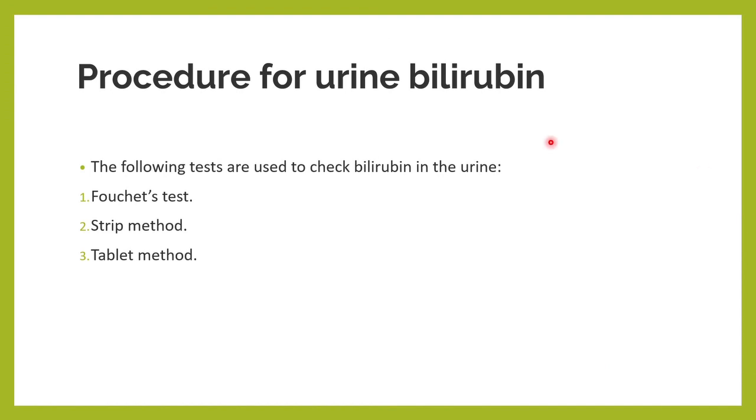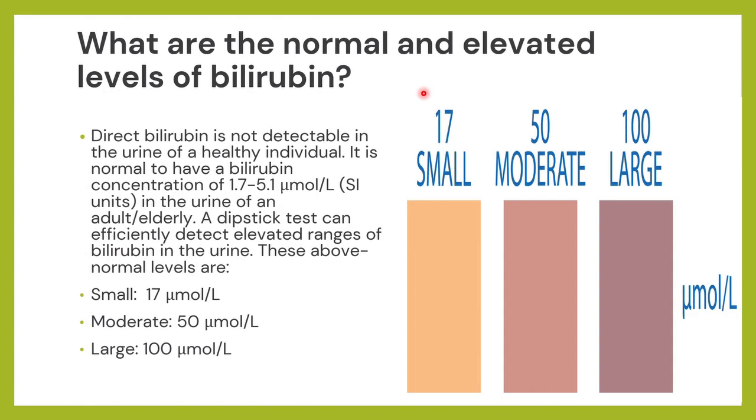So what are the tests which we use to find out the bilirubin in the urine? The most commonly done test is the reagent strip method. We also use the Fouchet's test, and there are also tablet methods to detect urine bilirubin. So first let us concentrate on the reagent strip test.